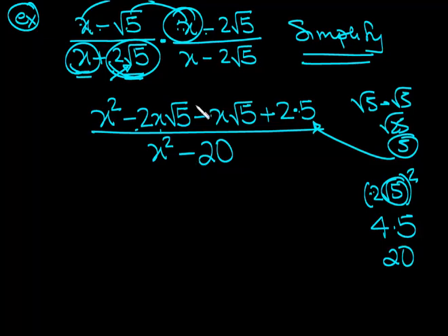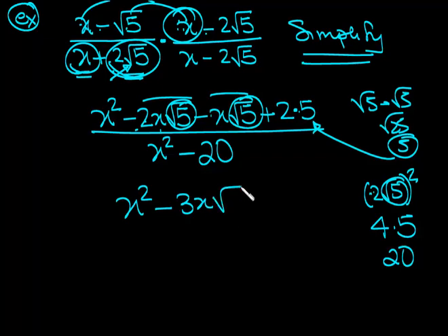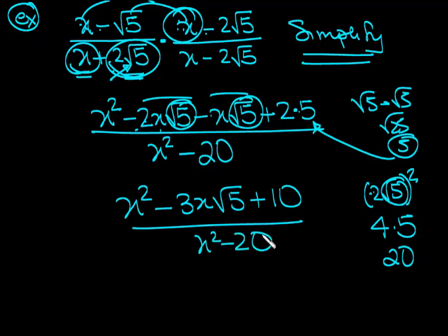And we're not done, because we can add these guys up because they're the same radicals, and we can add the stuff in the front. So we get x squared minus 3x square root of 5 plus 10 divided by x squared minus 20. Okay. So there's your answer for that problem.